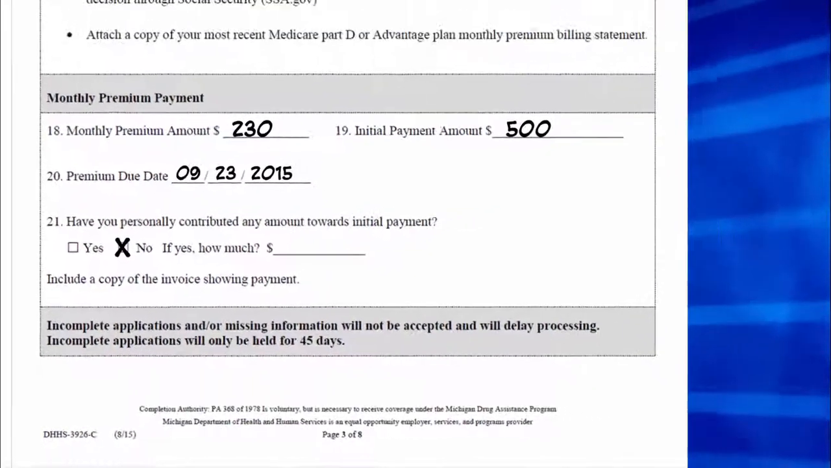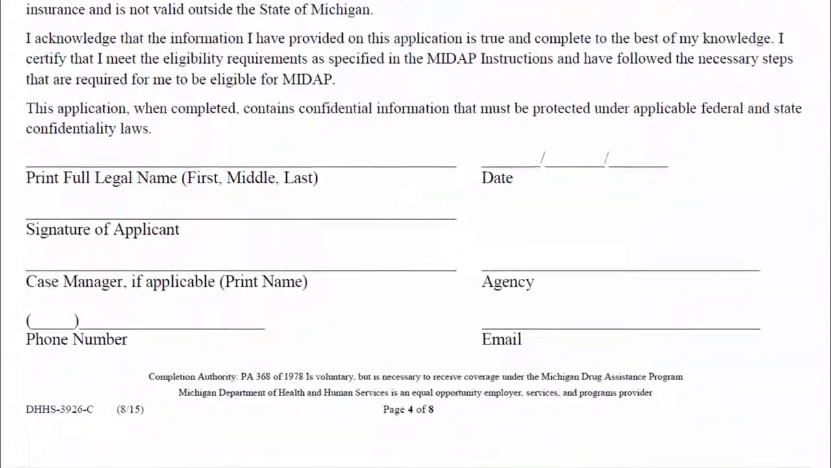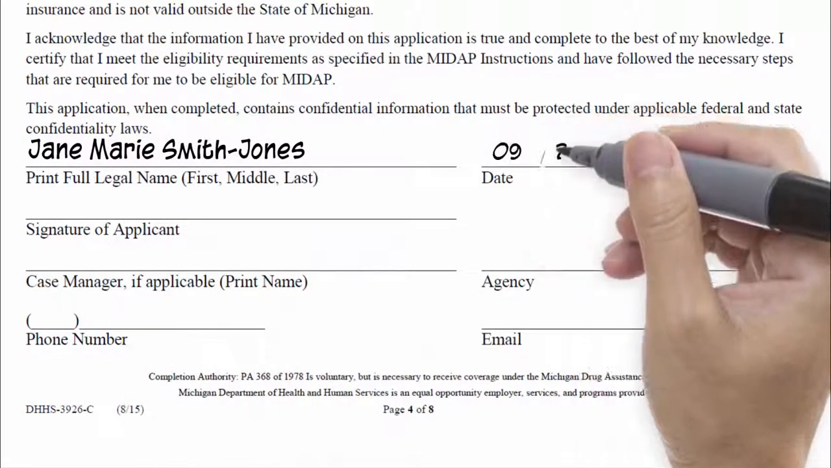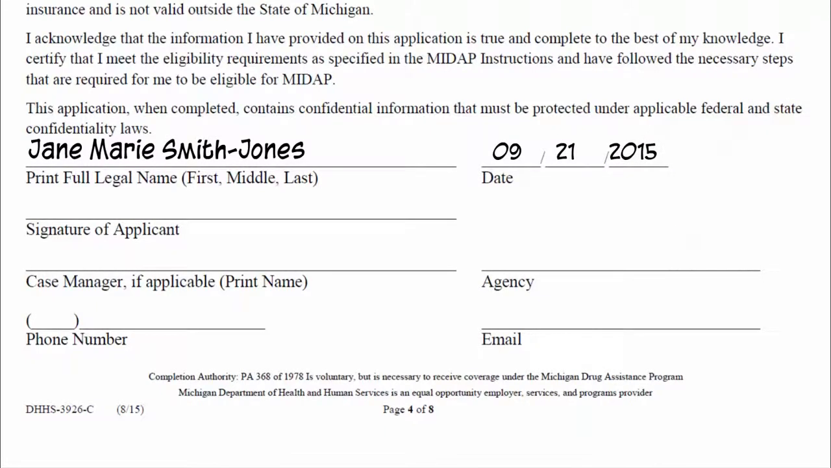That is the last question on the premium assistance application, but your application is not complete until you sign it. Read the information on page 4 and sign and date the bottom of the page. If you have a case manager, please write his or her name, agency, and phone number.